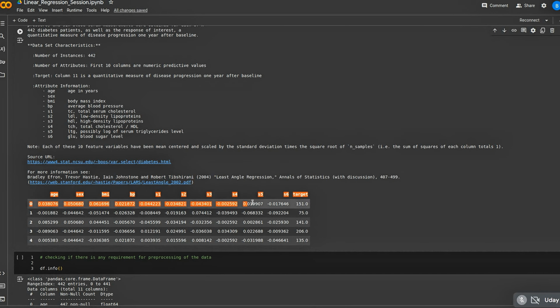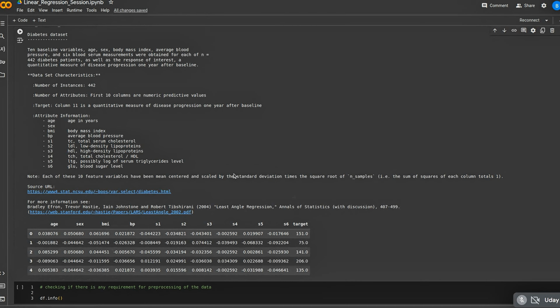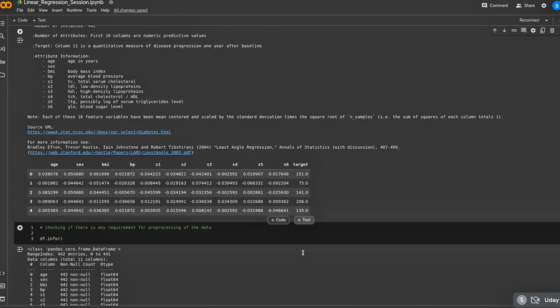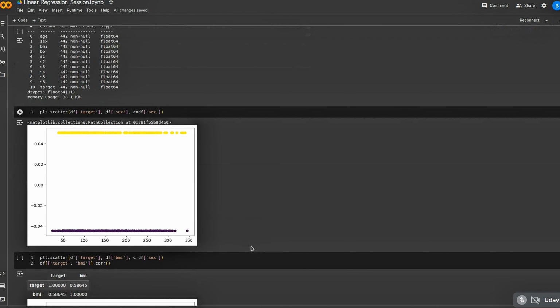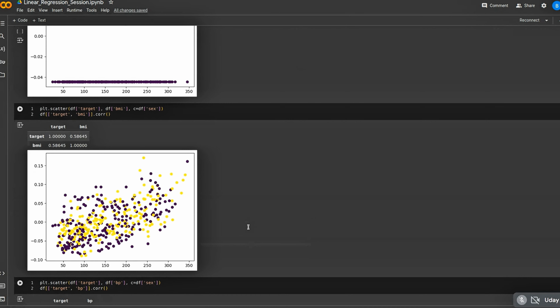So these are all the features, and this is the target, which is the final diabetes index that they are calculating, I don't know exactly how. So we need to find a linear relationship using all these features and this target label. What I have done is some data analysis.